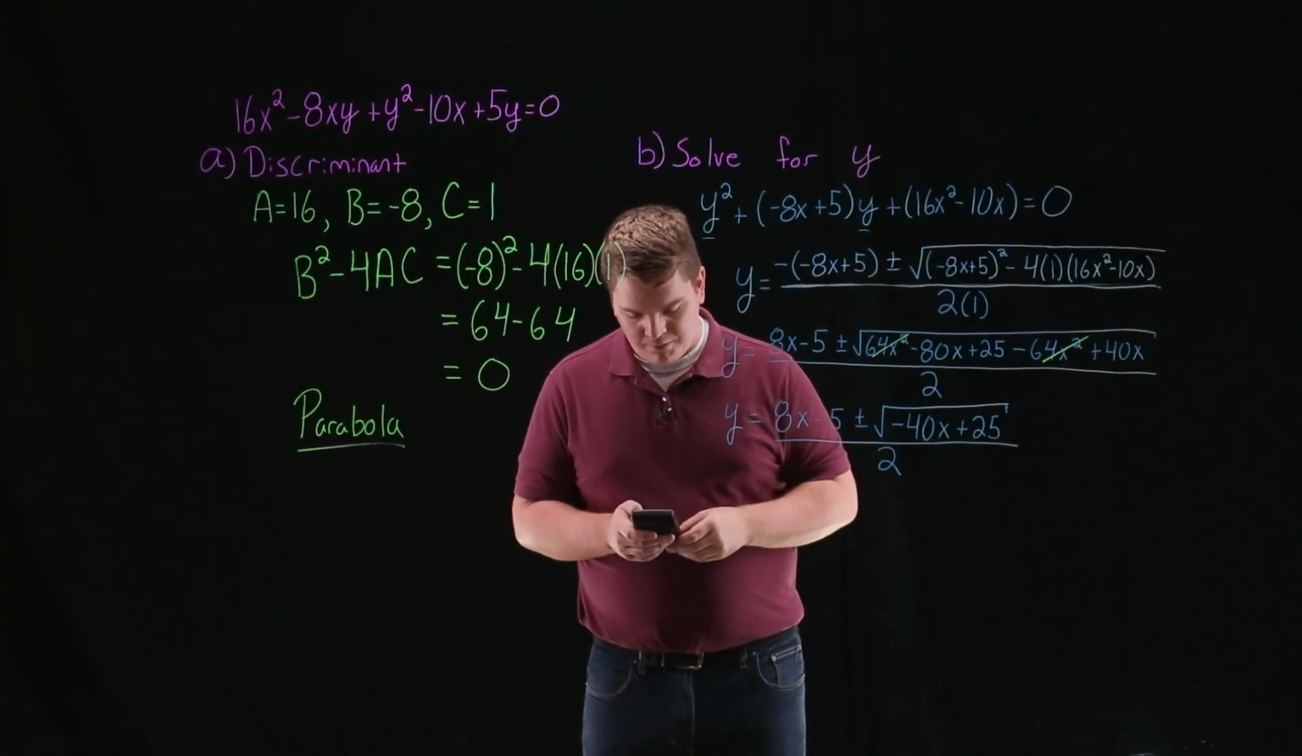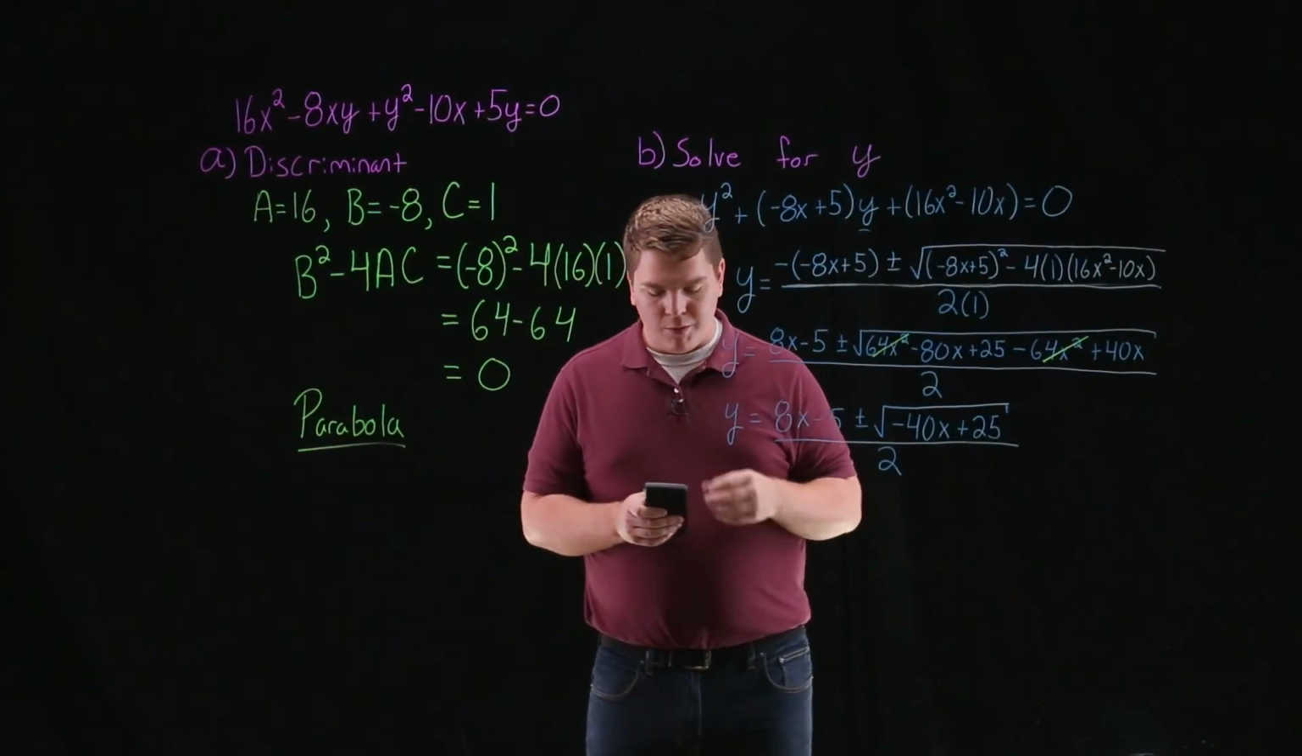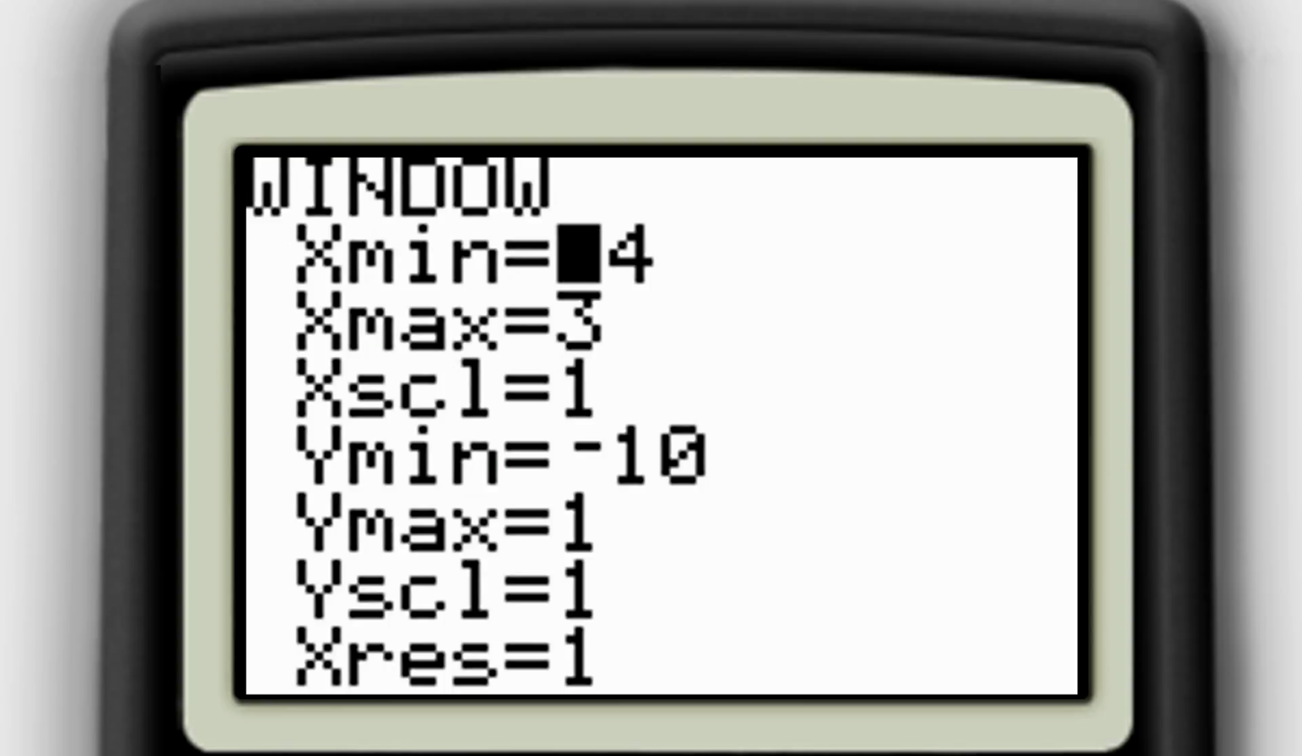Now, as you're graphing this, you'll want to make sure that you have your window set to a scale where you can see what the graph of the parabola looks like.